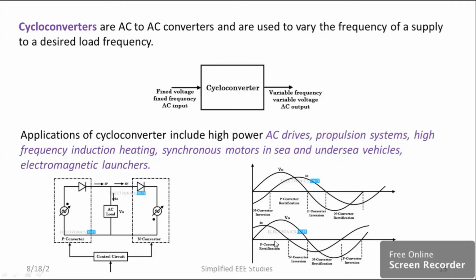that the time periods are different. Time periods being different means the frequencies are changed, since time period and frequency are inversely proportional. So you can change the particular frequency. The output frequency can be changed by using this cycloconverter. You can observe the diagram and you will understand it very clearly.